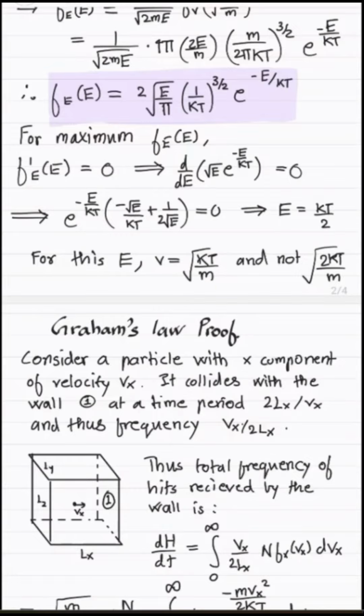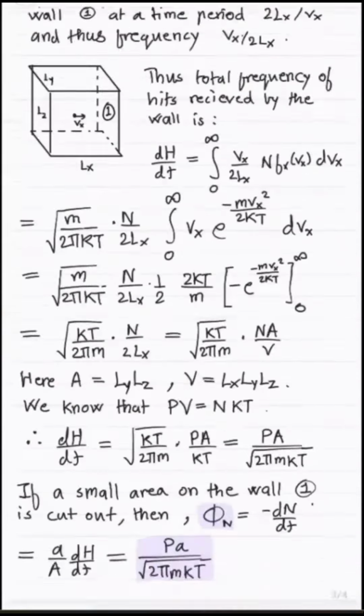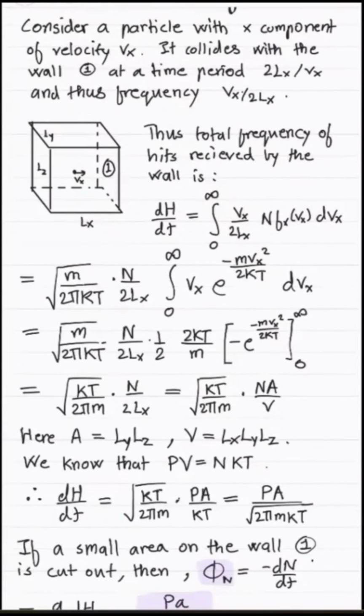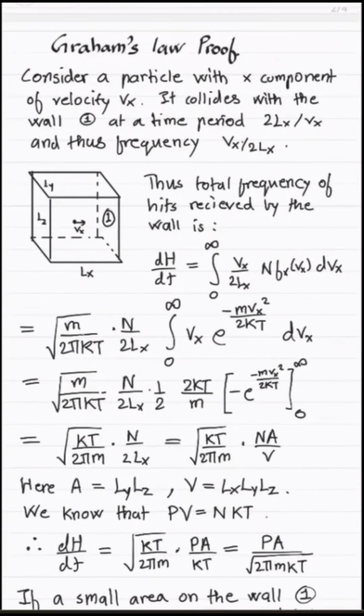Okay. Now let's go to Graham's law, which is proved using this distribution. All right. Consider a particle with x component velocity vx. It collides with a wall at a time period 2Lx upon vx, and thus frequency vx upon 2Lx. Thus the total frequency of hits received by the wall is this, which after a lot of math, you just get this. Here A is equal to LxLy, V equal to LxLyLz.